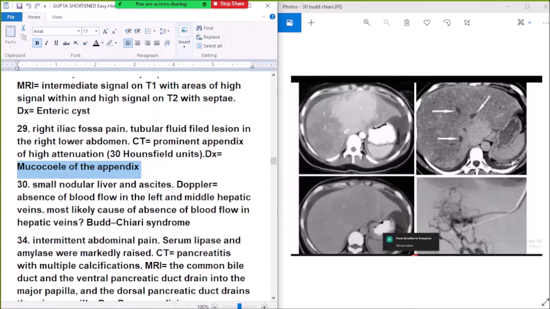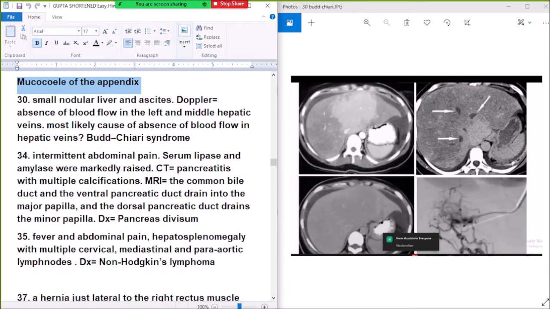Next question number 30. Budd-Chiari syndrome, small nodular liver and ascites.